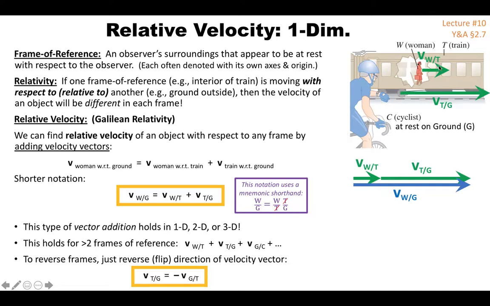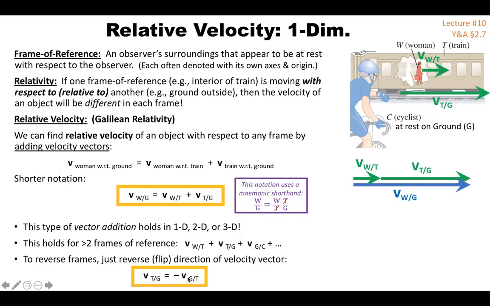So what do I mean by that? Suppose the train is moving forward at 10 meters per second with respect to the ground. To an observer on the ground, that's what they see. They see the train having a velocity of positive 10 meters per second in the positive x direction. However, what does an observer on the train see the ground doing? An observer on the train would see the ground moving backward in the negative x direction at 10 meters per second at the same time.